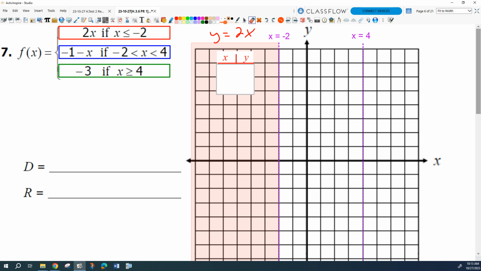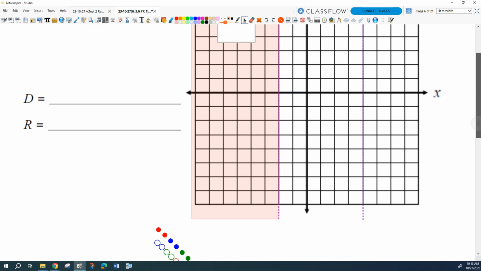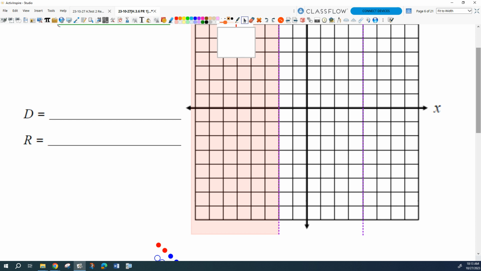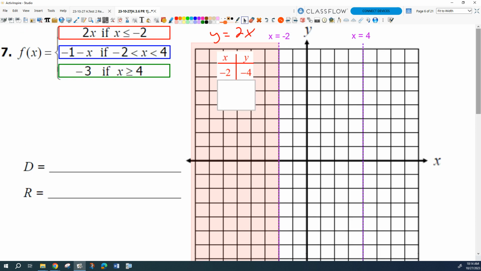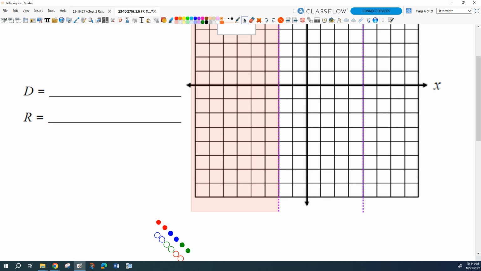So we could plug -2 in. And if I plug -2 in, I just get -4. So that corresponds to a point, right? -2, -4. So we've got a point, and it's going to be solid or open at -2. Solid's correct. How come? Okay, because the red region, look at that, the red region includes the -2. So we're going to pick a solid endpoint to use at -2, -4. So right there.